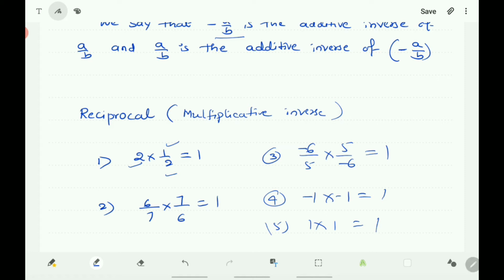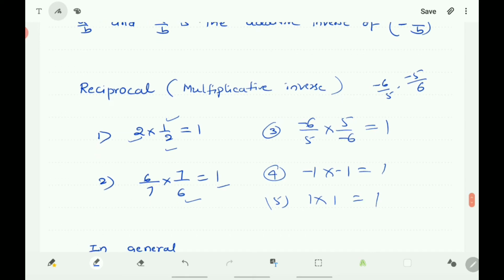Here 7 by 6 is the reciprocal or multiplicative inverse of 6 by 7, and 6 by 7 is the reciprocal or multiplicative inverse of 7 by 6, because 6 by 7 into 7 by 6 you will get 1, which is the multiplicative identity. Similarly, the product of minus 6 by 5 and 5 by minus 6 is also 1. Minus 6 by 5 is the multiplicative inverse or reciprocal of 5 by minus 6, and 5 by minus 6 is the reciprocal of minus 6 by 5. But here we are taking minus 6 by 5 and minus 5 by 6 as the reciprocals.